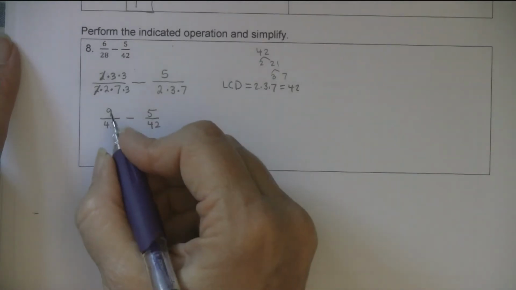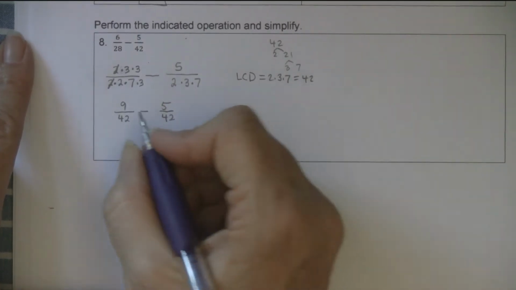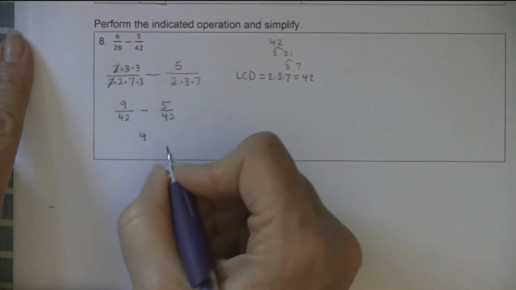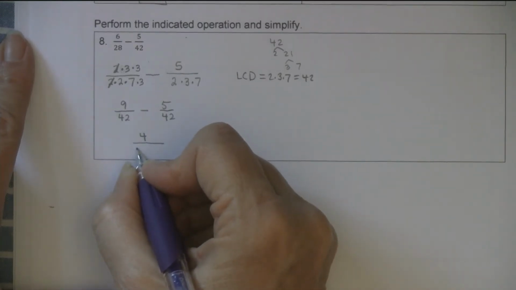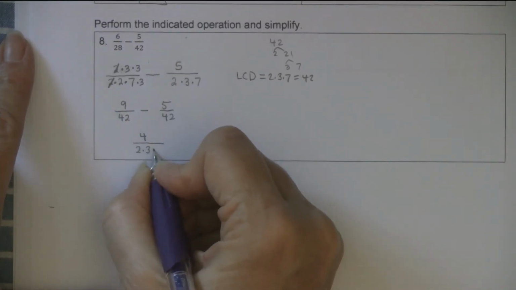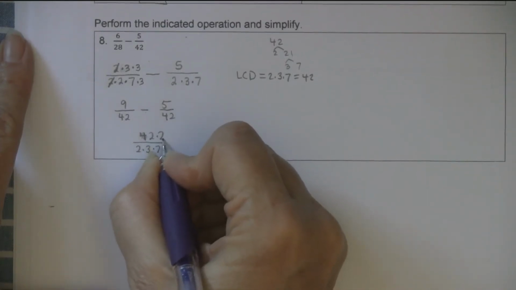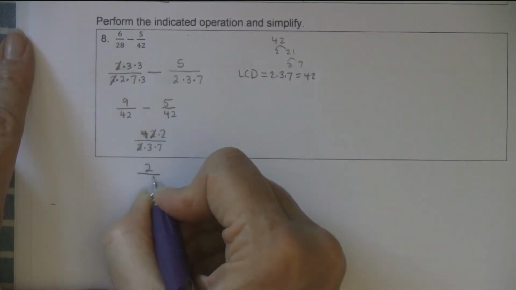And in fact, you could leave it if you wanted as 2 times 3 times 7 just for a second. But 9 take away 5 is 4 over 42, right? And remember what 42 is. It's 2 times 3 times 7. And 4, do you guys agree, is 2 times 2. And so the 2 cancels with the 2. So I get 2 over 21.